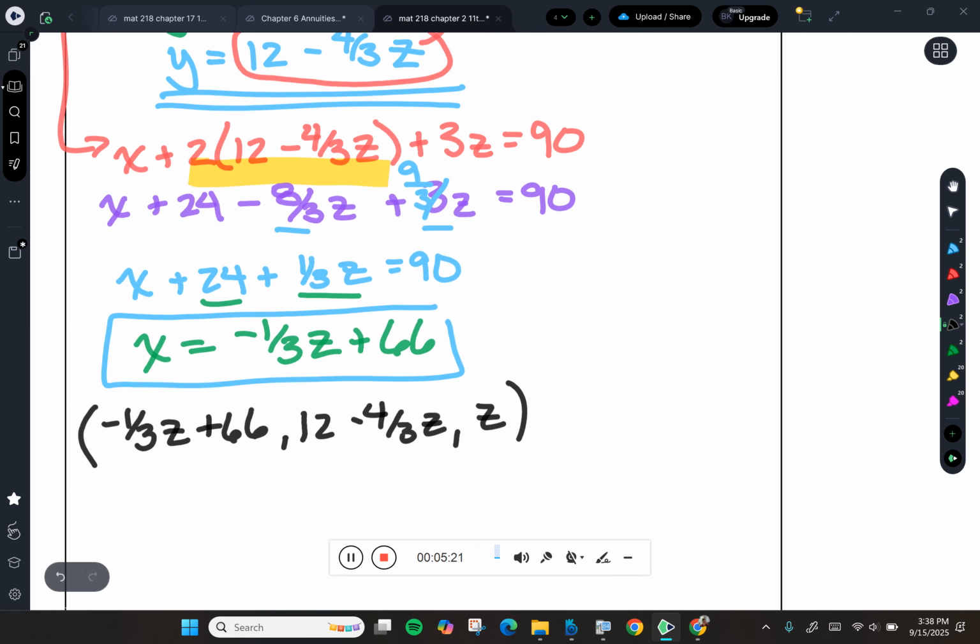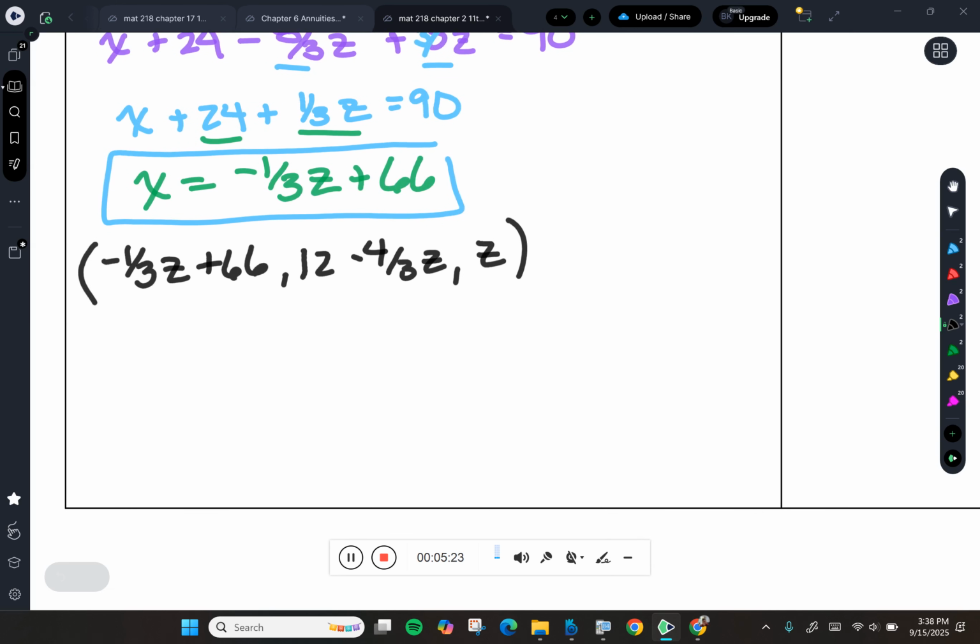Now, mathematically, this represents infinitely many solutions. But realistically, some of those values of z are going to give us positive answers for x and y. Some of those values of z are going to give us negative answers for x and y.